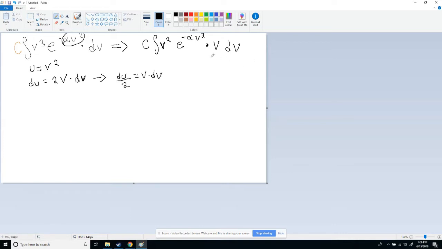So now substitute where appropriate. And we're going to have a u to the minus alpha u, because that's a v squared up there that I sloppily wrote, and 1/2 du.